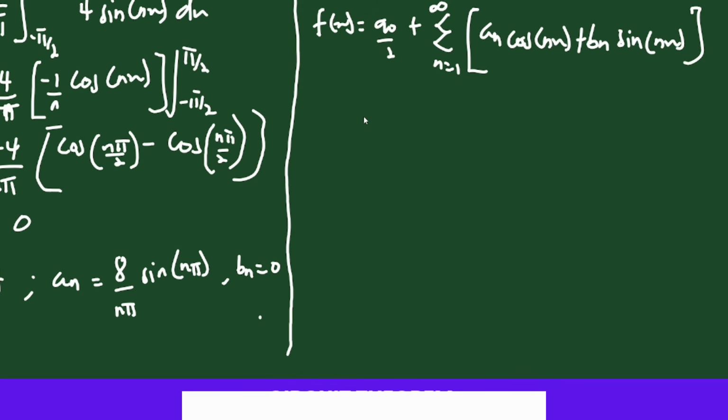So our a naught is 4. So 4 over 2 is going to give us 2 plus sum of n equals 1 to infinity of what's our an? Our an is 8 on n pi sine of n pi, all that multiplying cos nx, plus 0, because bn is 0, so the whole thing becomes 0. And this is our solution, our Fourier series. And you can go ahead to expand by putting the values to a certain point.